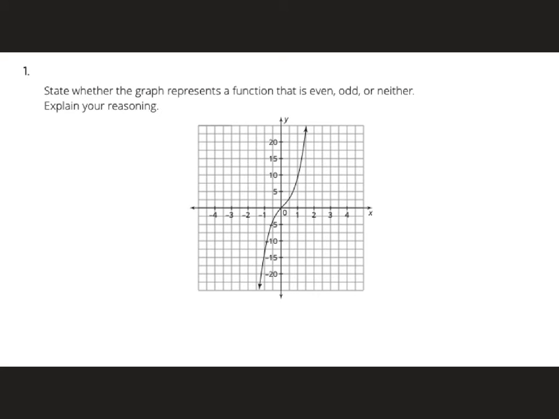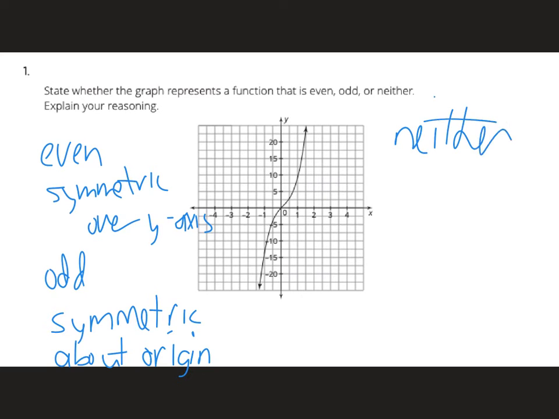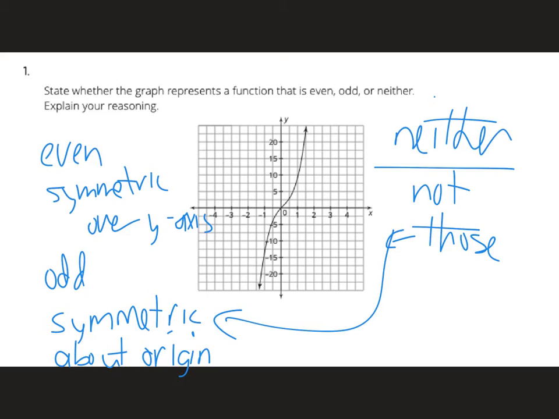State whether the graph represents a function that is even, odd, or neither. Okay, so I'm going to write down what that means. Even is symmetric over the y-axis. Odd is symmetric around the origin or about the origin. And then neither is not those. Not symmetric about the y-axis or symmetric about the origin.